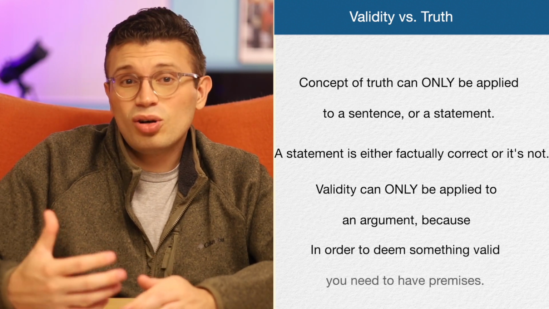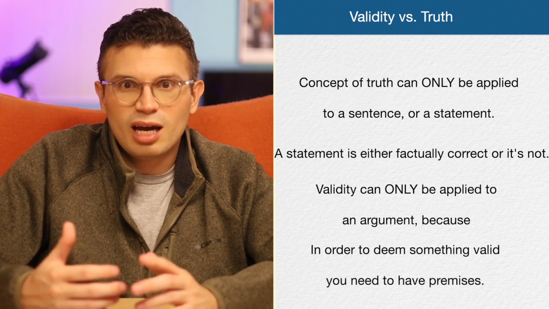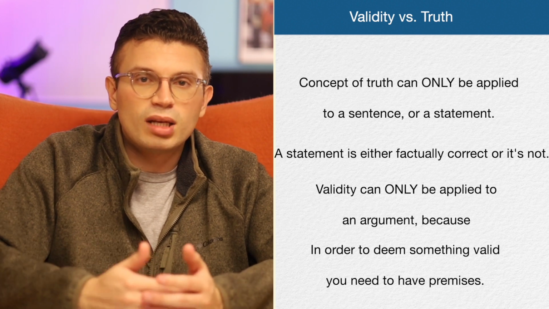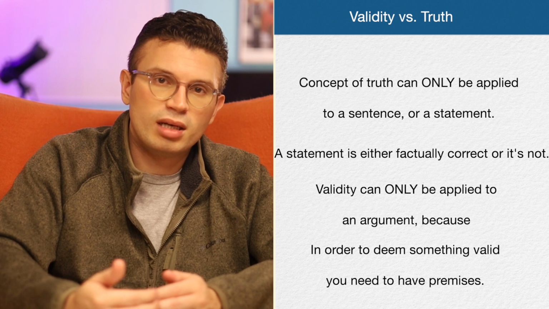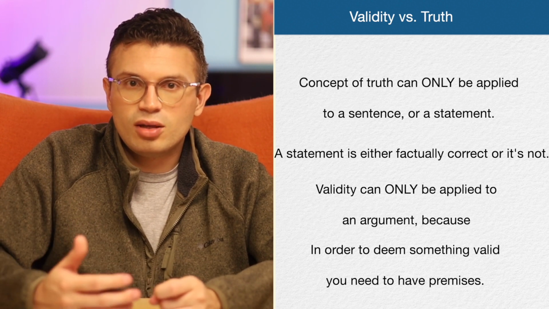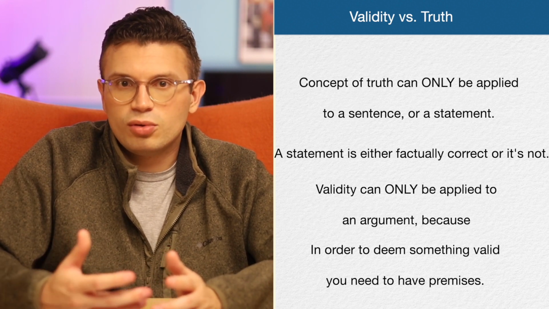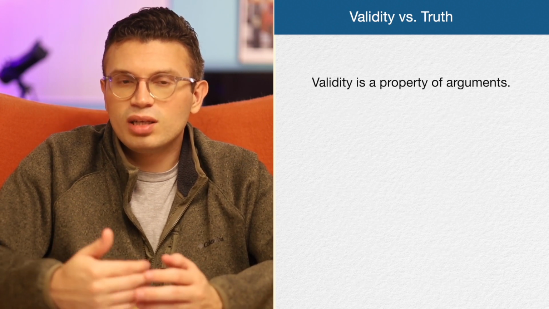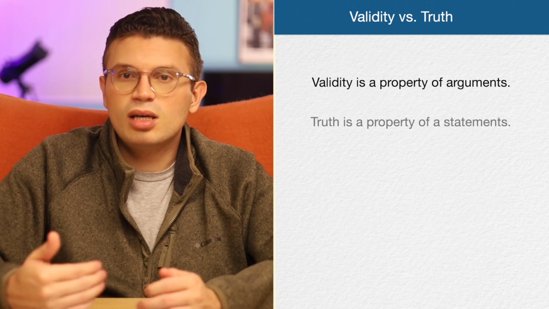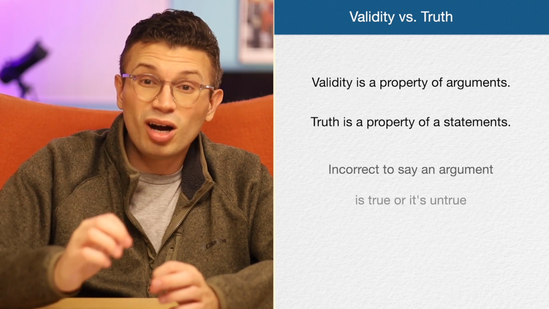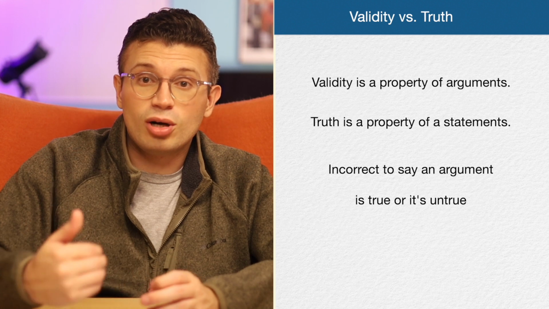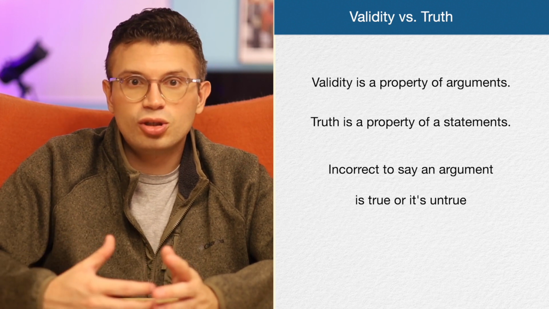Why? Because in order to deem something valid, you need to have premises. Validity is a way to describe the degree to which something is supported. If you just have a statement, then there's no support for us to describe or judge it, right? So at the heart of the matter, validity is a property of arguments. Truth is a property of statements. It would be 100% incorrect to look at an argument and say that it's either true or untrue.